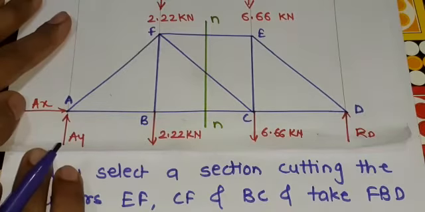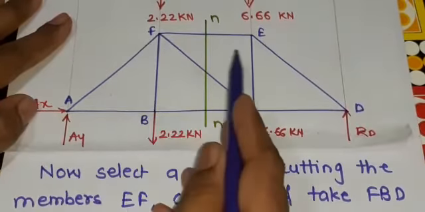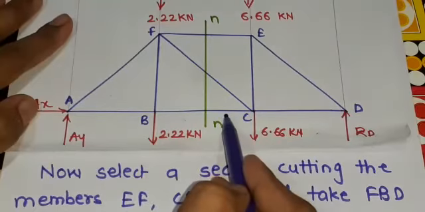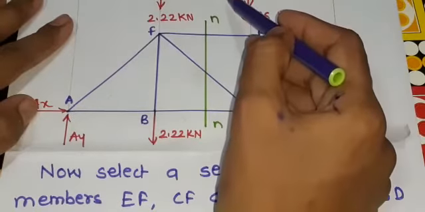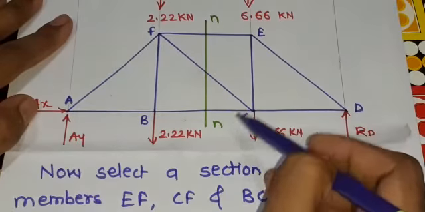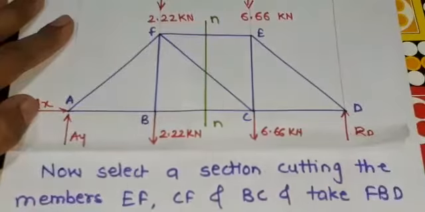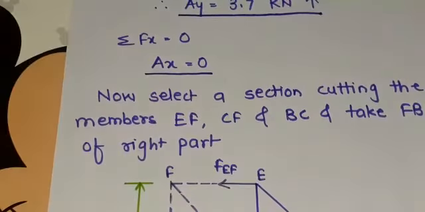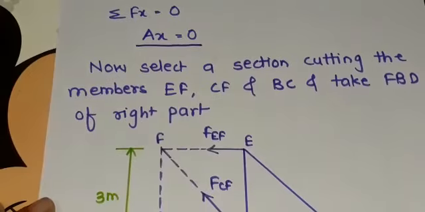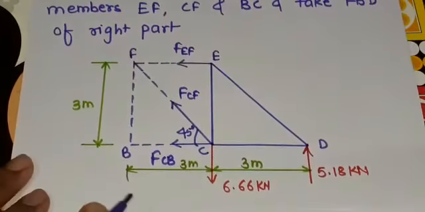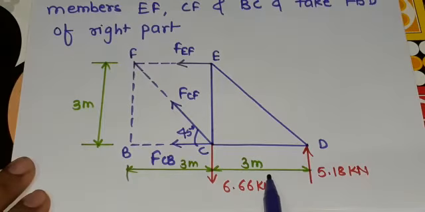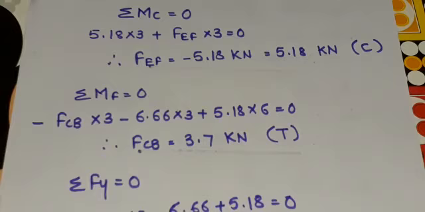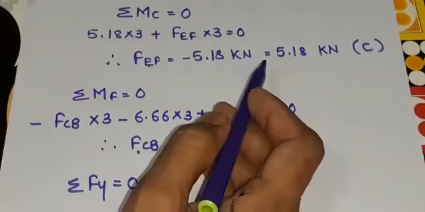Now draw the section line which is passing through the members FE, FC and BC. See, in this figure we draw the section line NN which is passing through all three members. Now take the FBD of the right hand portion of the section line. So this is the FBD of the right hand side portion. Then apply conditions of equilibrium on the right hand side portion.